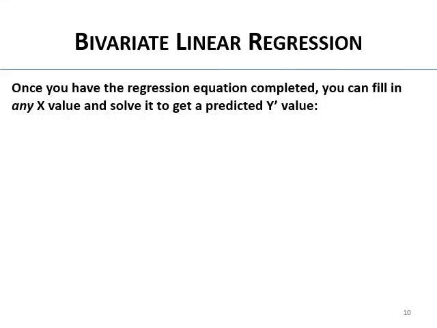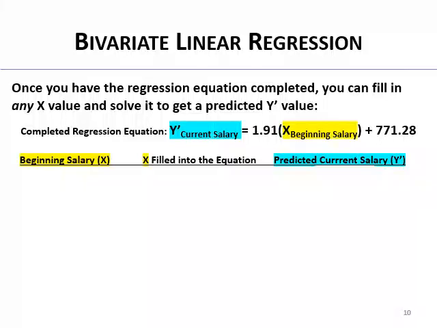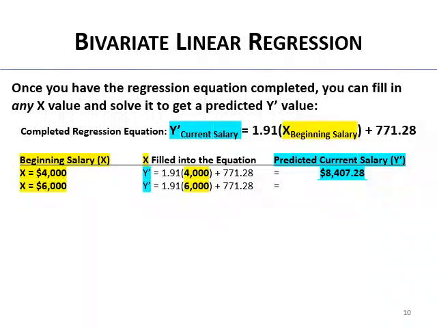Once you've got that equation completed, you can put in any x value, that is any beginning salary, and you get a y value out. What do we think they make now based on where they started? So there's that same equation from the prior page. Let's say that someone's beginning salary was $4,000. We would predict, by filling it in where x says beginning salary, 1.91 times 4,000, plus 771.28, that person currently earns $8,407.28. If they started at 6,000, fill it in the equation, do the math, we'd predict someone who starts at 6,000 makes $12,225.28 now.